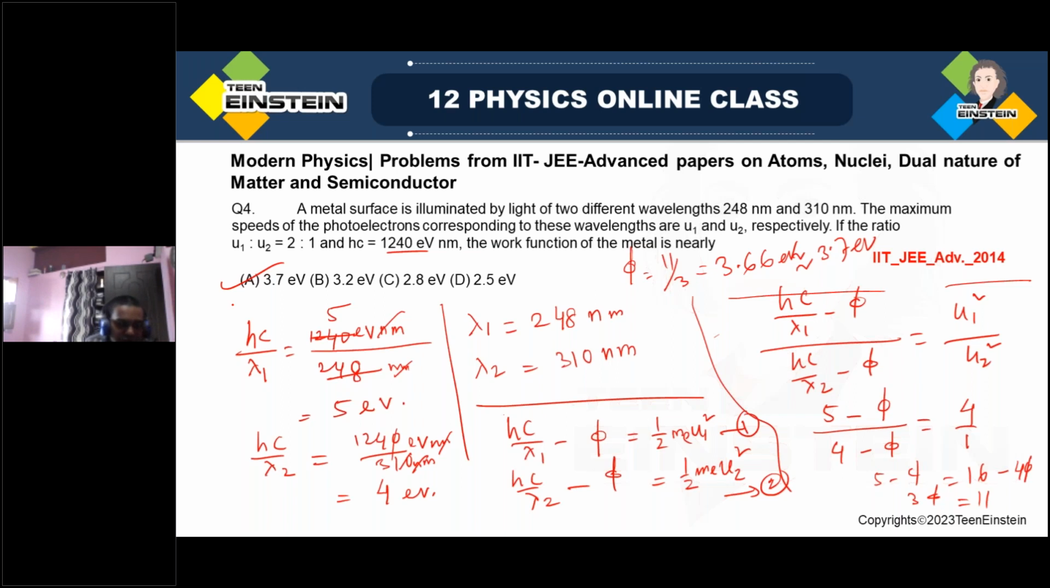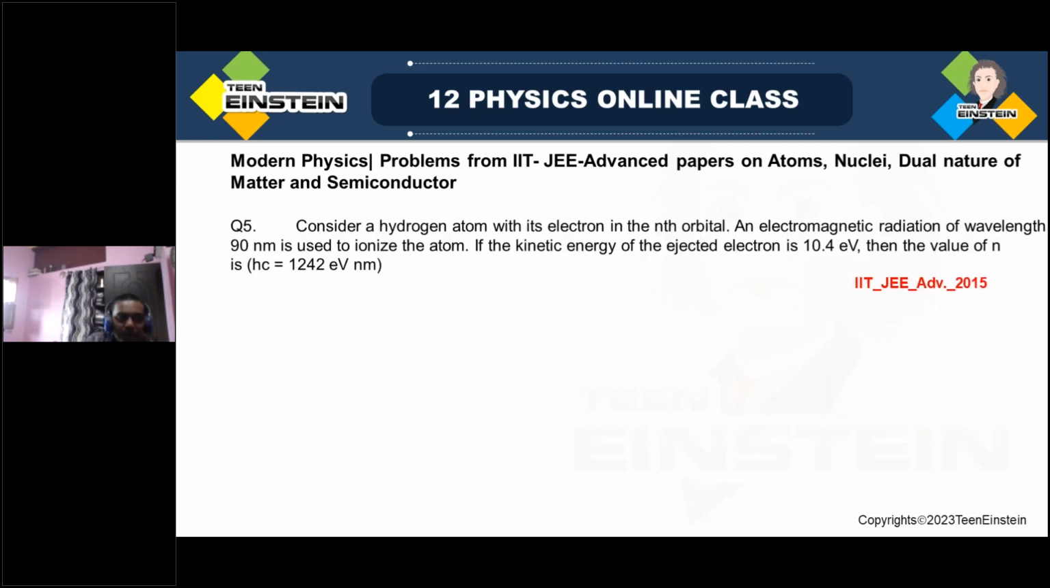I hope you have understood this. I am not repeating. Now we'll take up the last question for this session today. Look, this question is from atomic physics, but the concept of the photoelectric effect is also required. So what is the question saying?